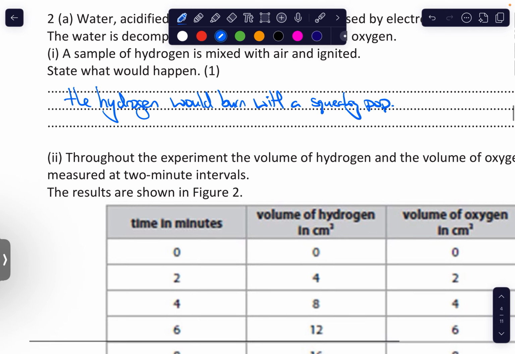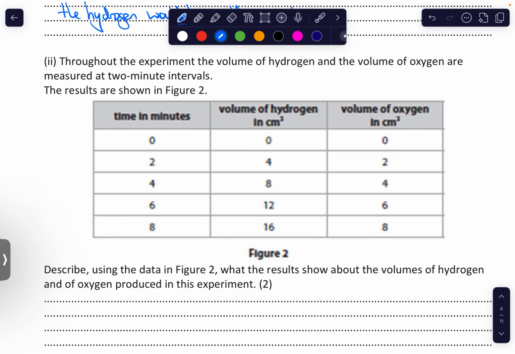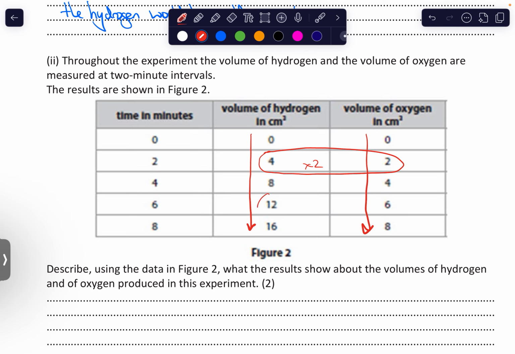Throughout the experiment, they're measuring the volume of oxygen and hydrogen. We can see that information in the table. And let's just do some observations. So as we go down through the time, the amount of hydrogen and the amount of oxygen increases. And the other thing that's worth noting is if you compare the amounts going across this way, then the amount of hydrogen is always, if we just pick another one out here, double the amount.